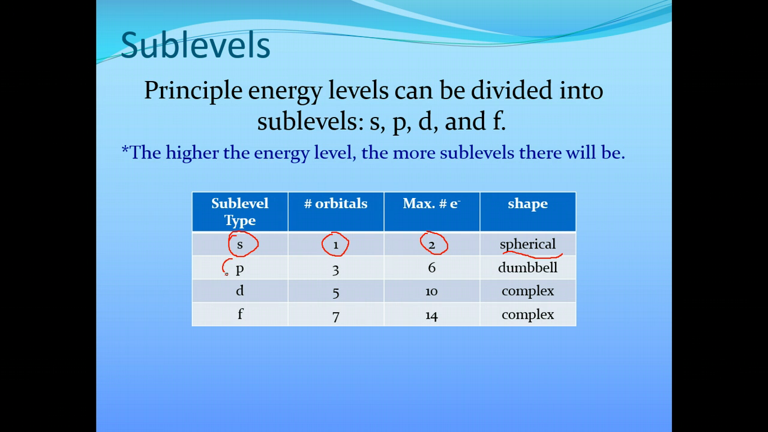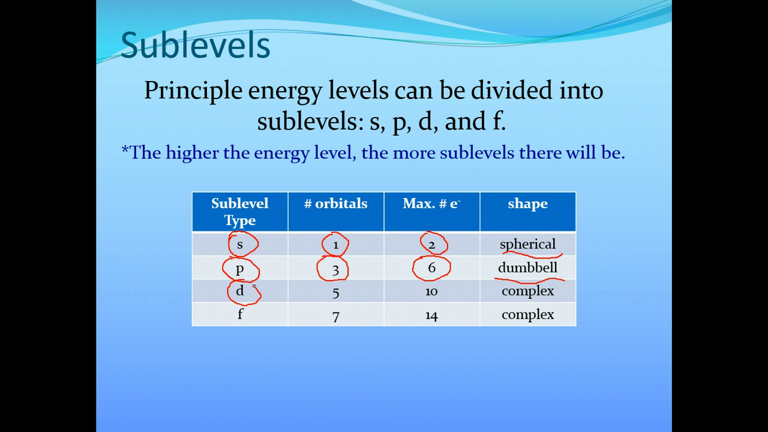We've got the p type sublevel, which holds up to 3 orbitals. So we saw this also on worksheet D. And again, if each one can hold 2, that's why the p can hold up to 6 electrons. That has a dumbbell shape. I'll show you what that looks like on the next slide.